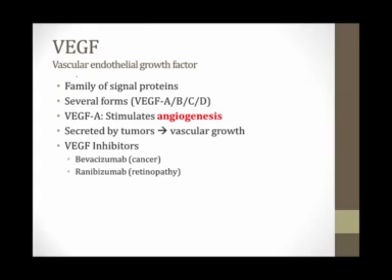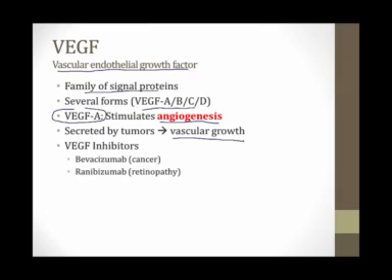So let's talk about VEGF in a little more detail. VEGF stands for vascular endothelial growth factor. This is a family of signal proteins. There are several forms: VEGF-A, B, C, and D. VEGF-A is important for stimulating angiogenesis, and it is secreted by many tumors, and this leads to vascular growth so that the tumor will have a blood supply. Therefore, if you can block this system, you can cut off the vascular growth of the tumor.